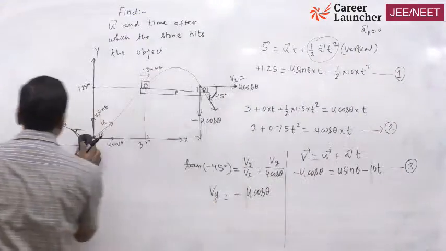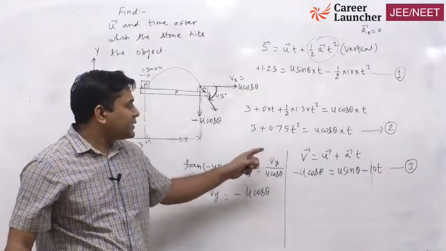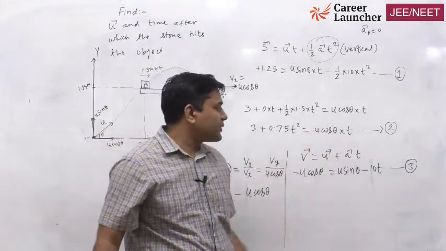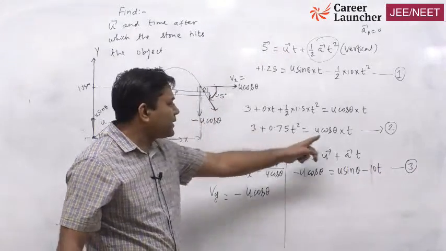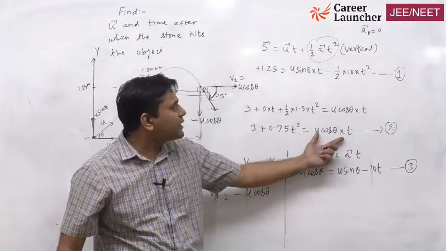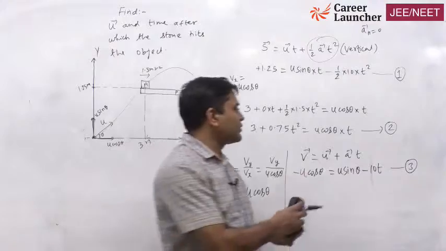So how to solve it? Let me tell you. Here you can check that 3 plus 0.75t squared equals u cos theta into t. So here, u cos theta, if I multiply this, I want to substitute the value over here as theta in this case, t in this case. So how to solve this equation using that?